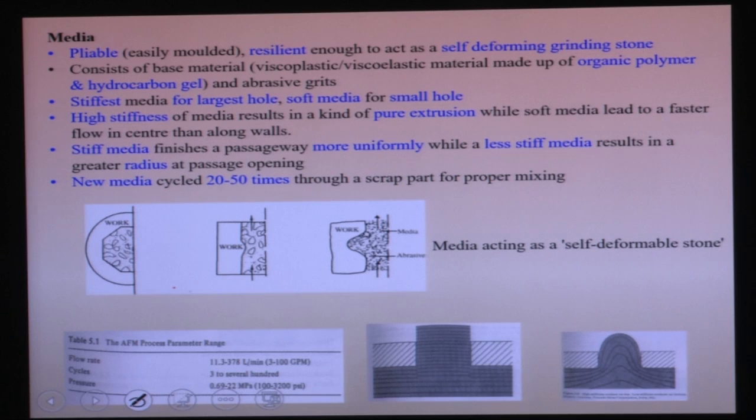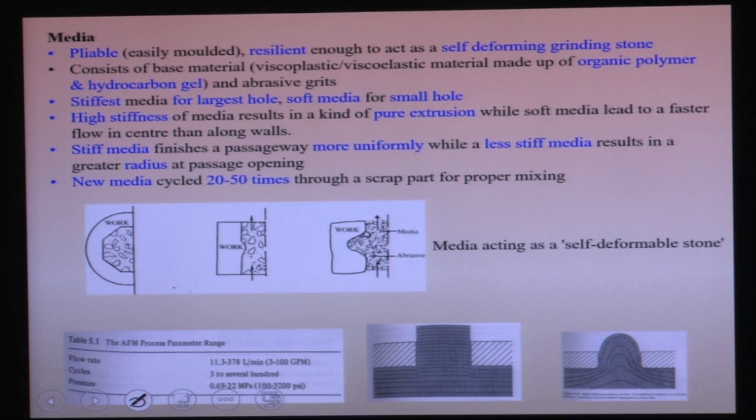Another thing is the media. Another component of this abrasive flow machining process is the media. This media is pliable and easily molded, it can take the shape of the workpiece surface, and is resilient enough to act as a self-deforming grinding stone. You know the grinding stone is used in the grinding operation. This grinding wheel is called the grinding stone. The stone used in a grinding wheel cannot take the shape of the workpiece surface, but here the media is similar to the grinding stone, yet it is self-deformable according to the workpiece surface. That's why it is called a self-deforming grinding stone. It has similar features, but it can take the shape of the workpiece surface to be polished.